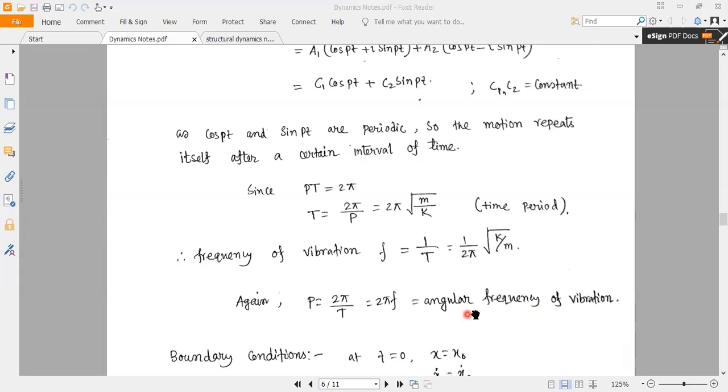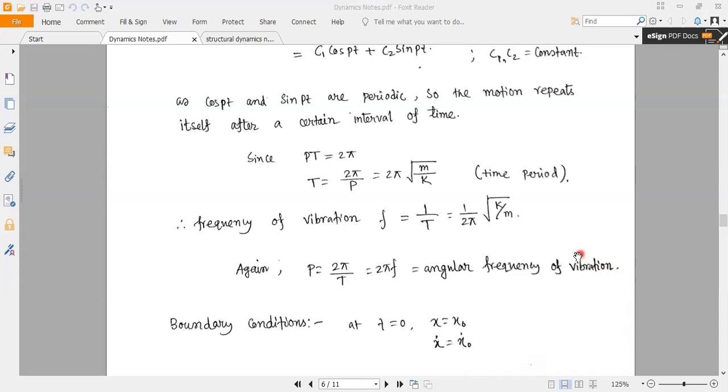So 2 pi by t, that means you know the value of t. So you just put it, you can get the value of small p. And you know that p is equal to root under k by m. So this is angular frequency of vibration. Okay, up to this. Is it digestible?